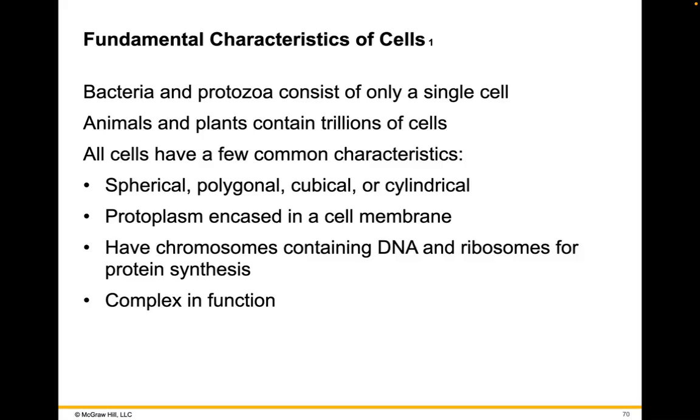They're usually somewhat spherical, not always, or polygonal or cuboidal or cylindrical. They have some protoplasm inside the cell membrane. You've probably called that cytoplasm. We're not calling it cytoplasm here because cytoplasm by definition is anything outside the nucleus, and not all cells have one. They have chromosomes. So all cells have chromosomes that have this DNA, and they have ribosomes, little kitchens, to make proteins from the instructions from DNA.